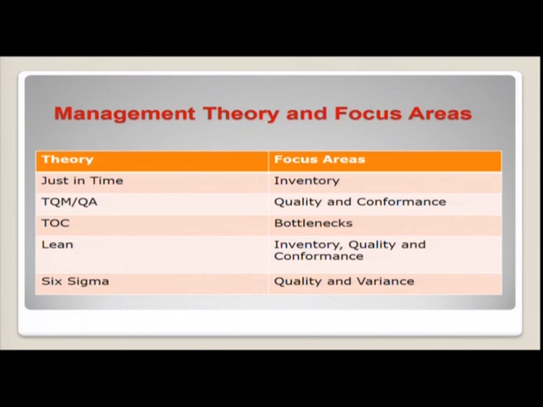resolve those bottlenecks. Then, as far as lean production is concerned, its focus area was on inventory, quality and conformance to quality. Which means lean production is a combination of the theories just in time and quality assurance. As far as Six Sigma theory is concerned, it focused on quality and variance. So, this is the focus area as far as the theories are concerned.